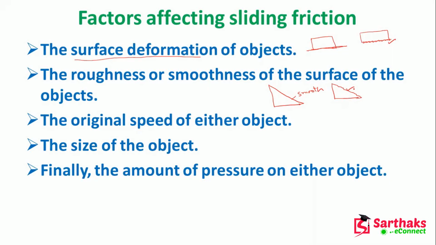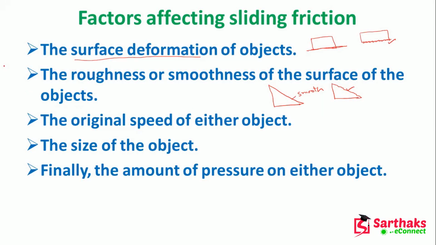The original speed of either object also affects the sliding friction, and the size of the object. Finally, the amount of pressure on either object. How much pressure has been applied to each object, that is also important. Okay.